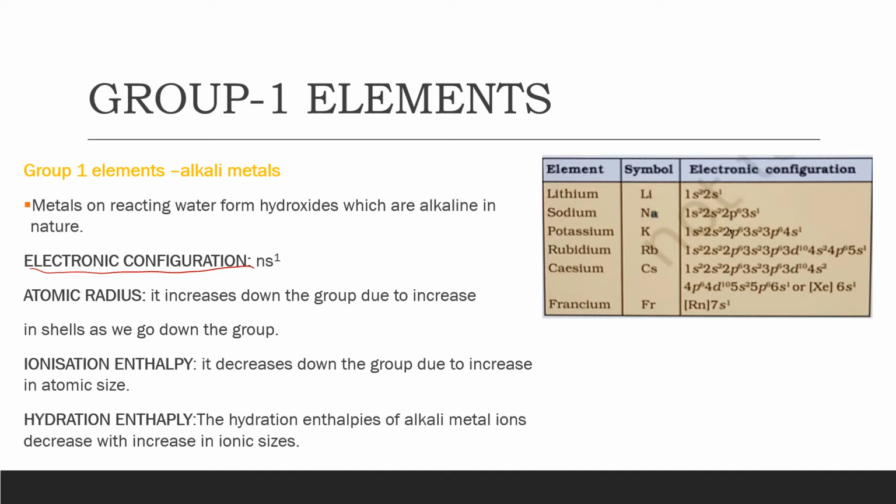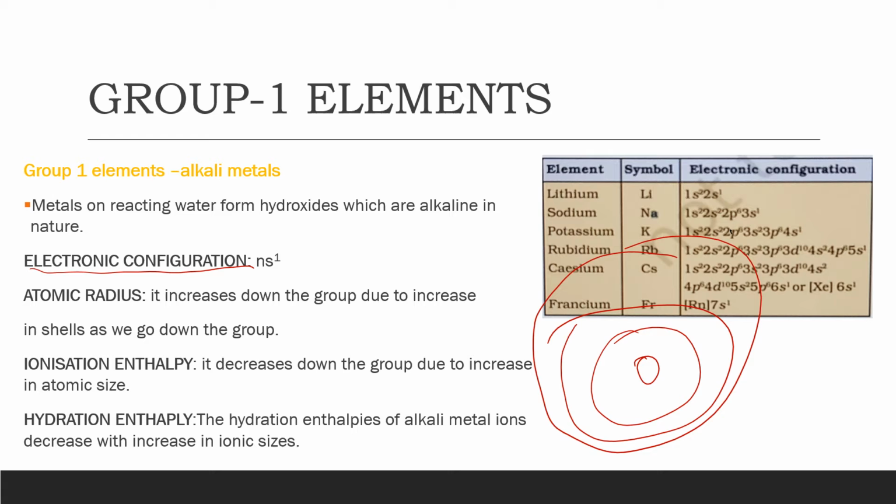Next is ionization enthalpy. It decreases down the group due to increase in the atomic size. Ionization enthalpy is the amount of energy required to remove an electron from the shell. As atomic radius increases, the number of shells increases, so it will be easy to remove the outermost electron because it's far away from the nucleus. Suppose this is the nucleus, and these are the orbitals around it. If the electron is over here, it might be hard to remove. But if it's somewhere over here, then it is easy to remove.